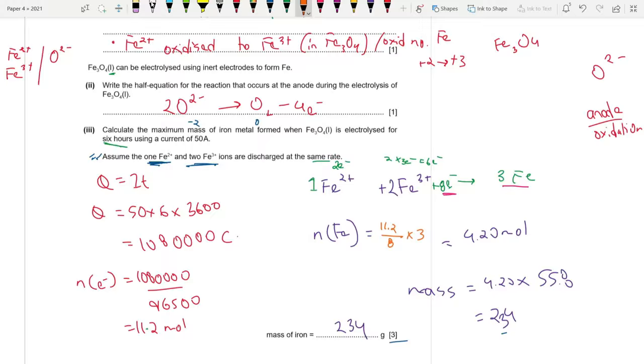That's 4.20. Now to find the mass, you can take the value of Ar from the data booklet. That's 55.8 for iron. If you multiply it with 4.20, you're going to get your answer as 234. 4.2 into 55.8 gives us 234.36. You can opt to write 234.2. Wait, sorry. Yeah, 234 works. 234.